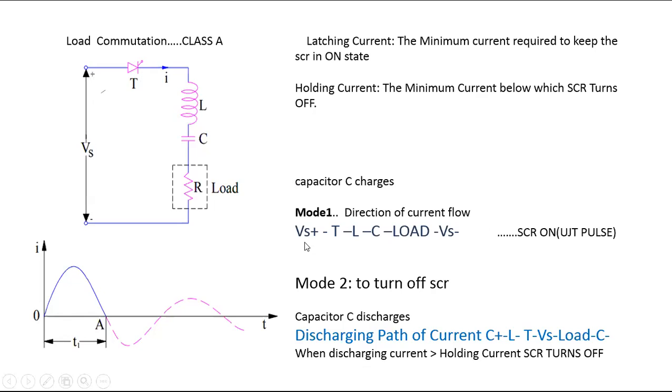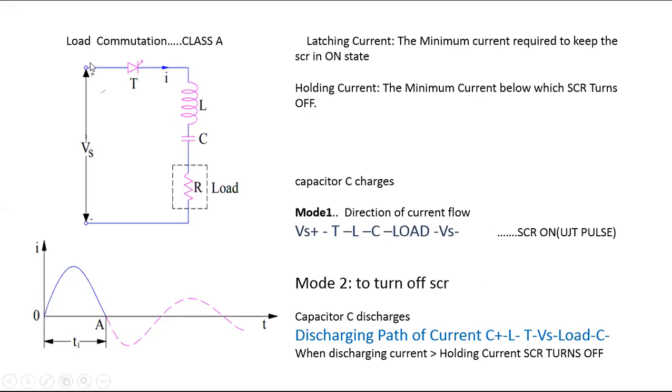From source positive to SCR, SCR to inductor, inductor to capacitor, capacitor to the load. Load means resistive load: a bulb, electric heater, or water heater is a resistive load, and a motor is an inductive load. From the load again to the negative terminal of the source. So this is the first logic to explain any type of circuit throughout power electronic circuits.